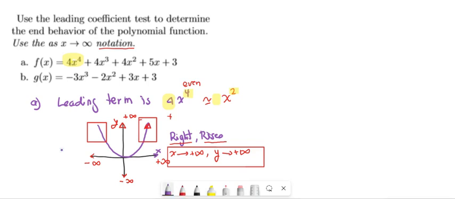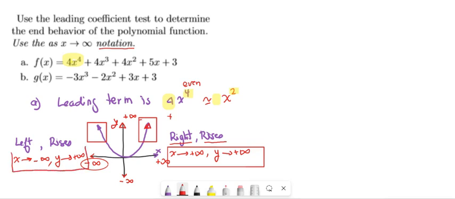On the other hand, from the left side it is obviously going up. So let's write it down: left, rises. What is the meaning of going left? The x-axis is going to the left, x is heading to minus infinity, and the behavior of the y is going upward, so that's going to be plus infinity. So we write it down as y going to plus infinity. And this is the other part of question A.